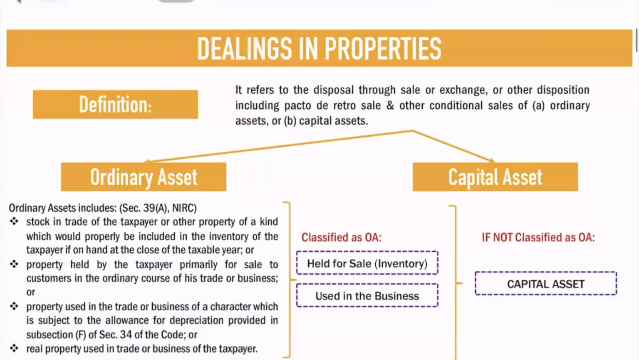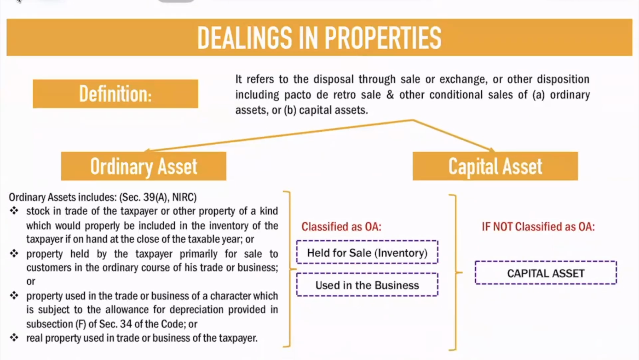So let's go now to your dealings in properties. We said it is proper for us to classify an ordinary asset and a capital asset. First, let's define a dealing in property. A dealing in property refers to the disposal through sale or exchange or other disposition, including pacto de retro sale and other conditional sales, of an ordinary asset or a capital asset. So if there is a transfer or dealing, whether that is sale, exchange, or other disposition of either ordinary asset or capital asset, we call that dealings in properties.